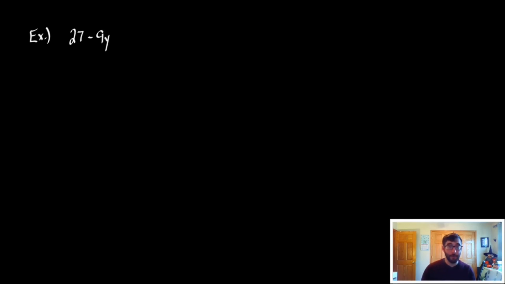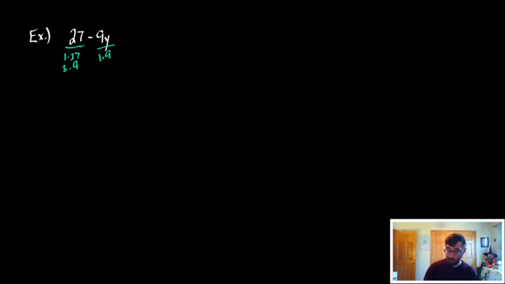So we have a new example here. We have 27 minus 9y. And what we want to do is factor this. So I'm going to go ahead and list out what the common factors are. For the next problem, I will not. So for 27, I can get 27 by doing 1 and 27. And I can do 3 and 9. And that's about it. That's all I can really do. And then for 9, I can do 1 and 9. And that's all I can do.